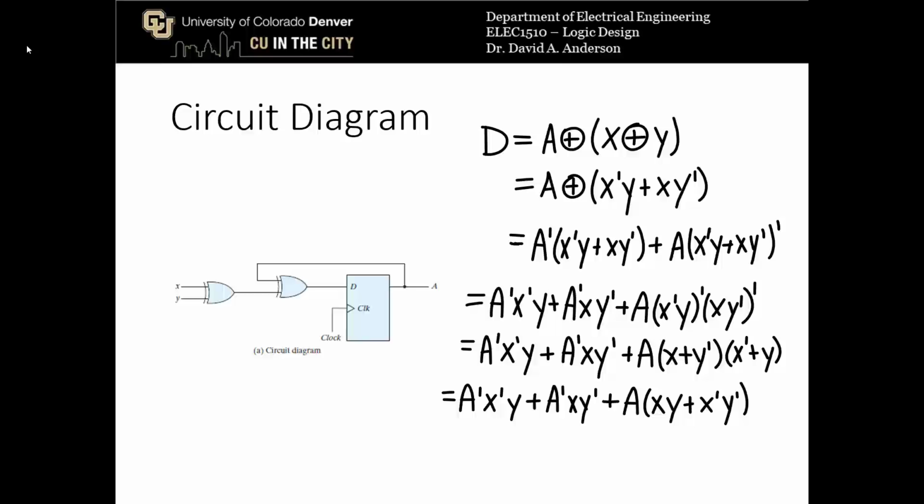Distribute those. Again, the first two terms stay the same, so the second collection of terms becomes A(XY or X'Y'). And then finally, we get A'X'Y or A'XY' or AXY or AX'Y'. So that would be minterms 1, 2, 7, and 4 for D. So that means that whenever those variables take any of those minterms, those variables being A, X, and Y, D, or the next state, will be a 1.